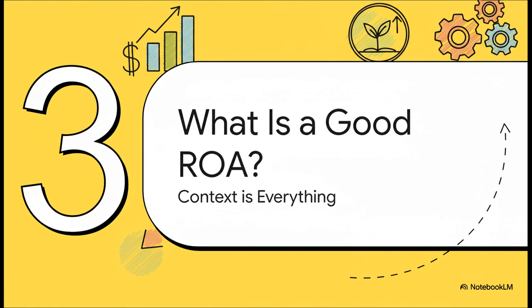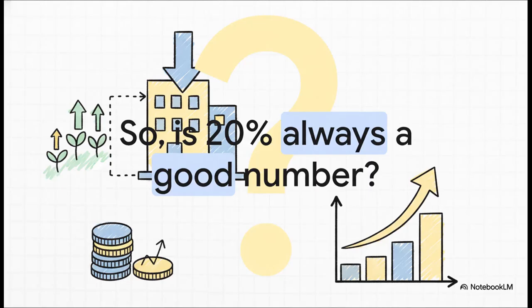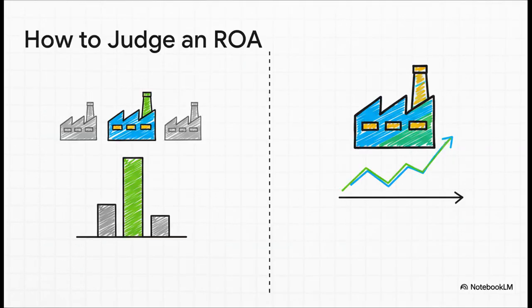Any number by itself, floating in a vacuum, is pretty much useless. And asking that question is what really separates the beginners from the pros. You have to ask, is that 20% ROA truly world-class, or is it just average for this industry? Maybe everyone else is getting 25%. So how do you figure it out? Well, it's all about comparison.